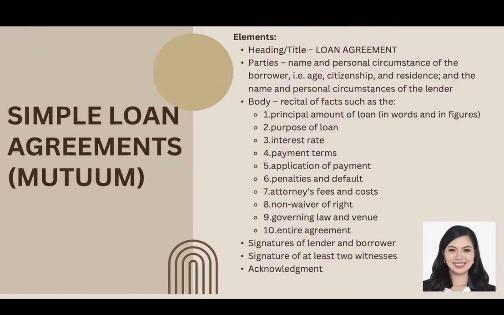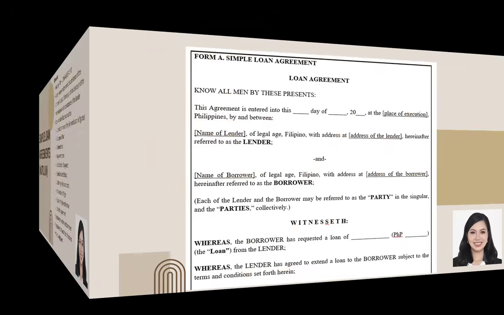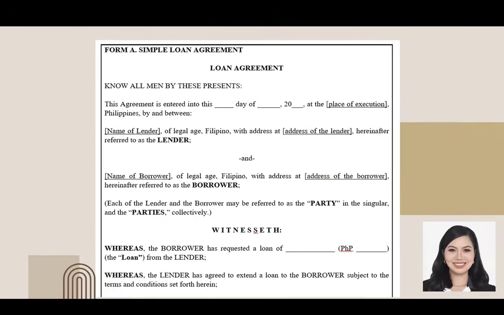So these are the elements: the heading, the title, the parties, the body, almost the same as the first one. So you can do this, they all look almost alike. Then signatures of lender and borrower, signature of at least two witnesses, and of course acknowledgement. So this is an example of a loan agreement. This is more formal.